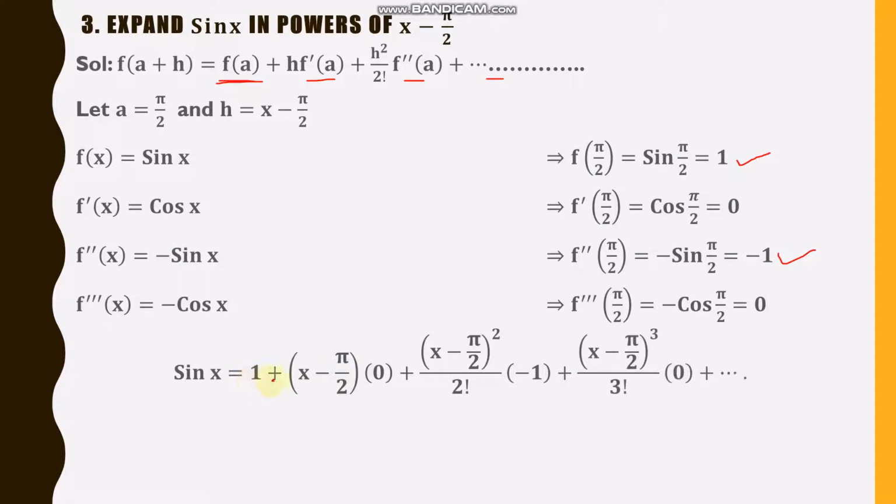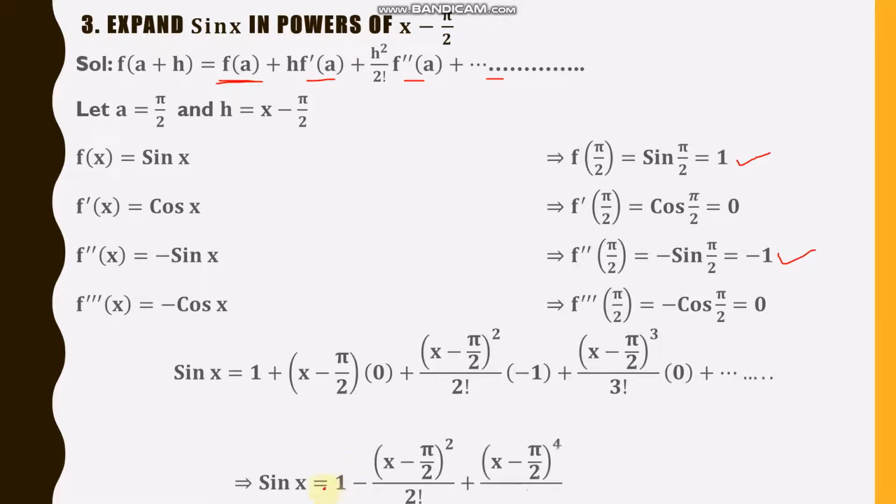f of a is 1, where h is x minus pi by 2. f dash at a is 0, then (x minus pi by 2) square upon 2 factorial, f double dash at a is minus 1, plus (x minus pi by 2) cube upon 3 factorial, f triple dash at pi by 2 is 0, and so on like this. Now the values will repeat, so only even powers are coming, and the even powers have alternate signs.